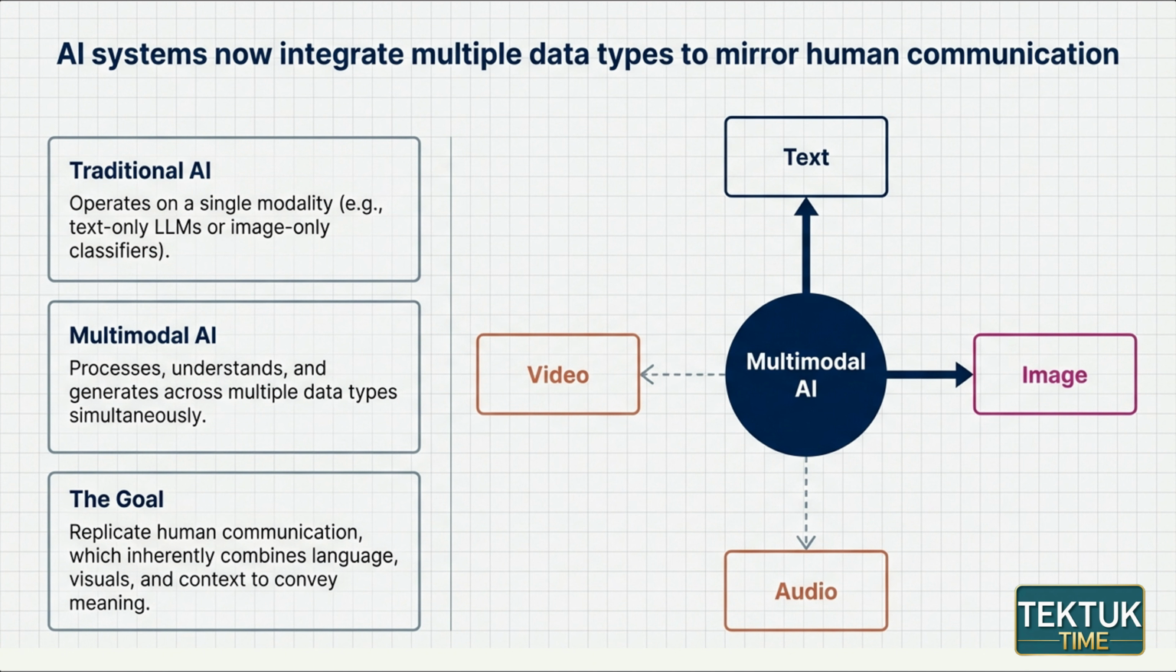Notice how this centralized node connects text, video, audio, and images together. By pulling all these distinct data types into a single, unified framework, we're creating a robust system that mirrors how human perception operates in the real world. I mean, when you talk to a friend, you aren't just parsing their words, you're reading their expressions and listening to their tone. Multimodal AI aims to replicate that exact multisensory integration.